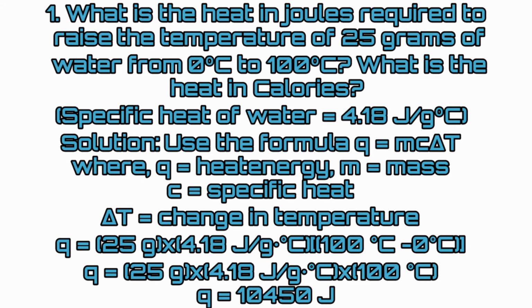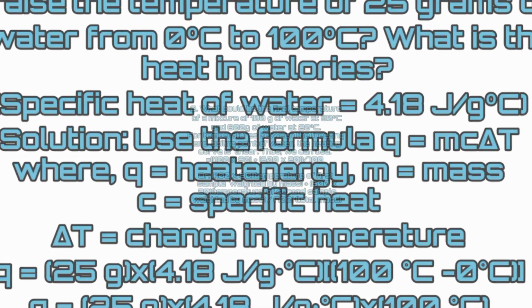Solution. Use the formula. The formula is Q is equal to m c delta T, where Q is the heat energy, m is the mass, c is the specific heat, and delta T is the change in temperature. Q is equal to, here m is equal to 25 gram. Then c is equal to specific heat, 4.18 joule per gram degree C. Then change in temperature, 100 minus 0. If we simplify, we get 10,450 joule. Q is equal to 10,450 joule.